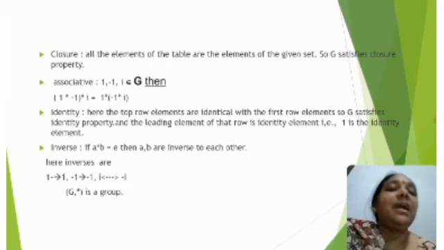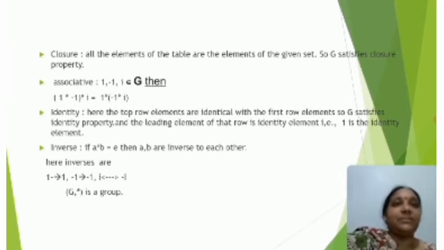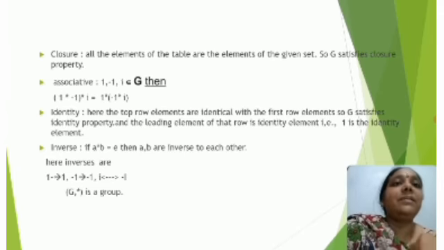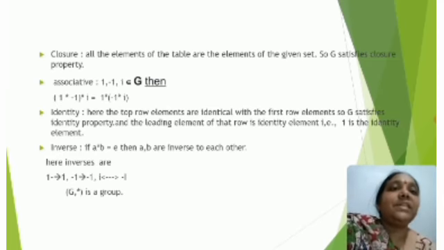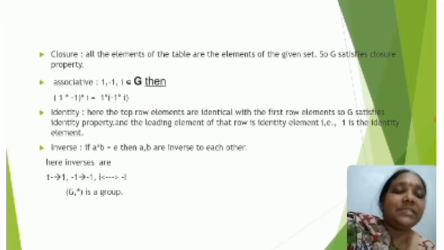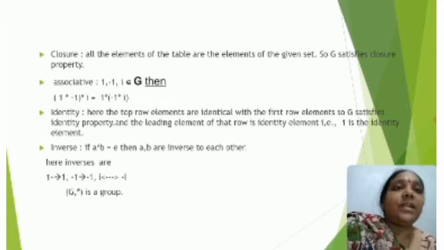Next I am checking associative. Associative means, as usual, we have to take any 3 elements from the set. So I am taking here 1, minus 1, i, these 3 elements from the set G. I am multiplying by changing the order. First I am taking 1 into minus 1, into i. Next I am taking 1 into minus 1 into i. Both sides I am getting minus i as the value of the product. So both sides I am getting equal value, so it satisfies the associative property.